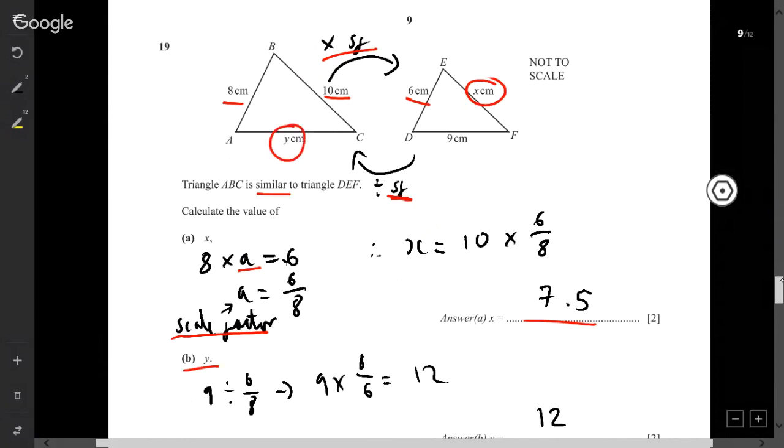Now, to go the opposite direction, which is what they want us to do in B, they want us to find y. The opposite direction, because we're going from this to this, and now we're going from this to this, we're going to divide by the scale factor. So 9 divided by 6 over 8, I'm just going to swap them around, becomes times. 9 times 8 over 6 equals 12. Therefore, y equals 12 centimeters.